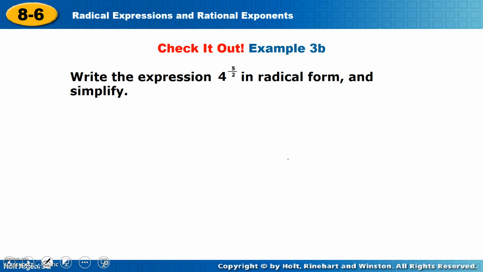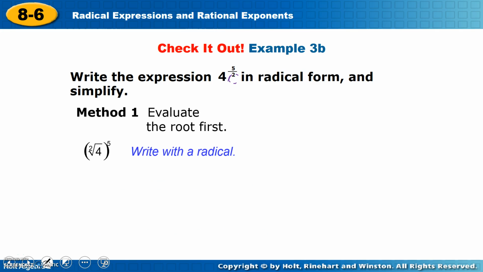And let's look at one more. Let's write the expression 4 to the 5/2 power. Let's look at method 1. So we know here that this is the index. So we're actually taking the square root of 4 raised to the 5th power. So we would do the inside first. So we would do, what is the square root of 4? And we know that that's 2, obviously. And then we would raise 2 to the 5th power, and then that would be our 32.